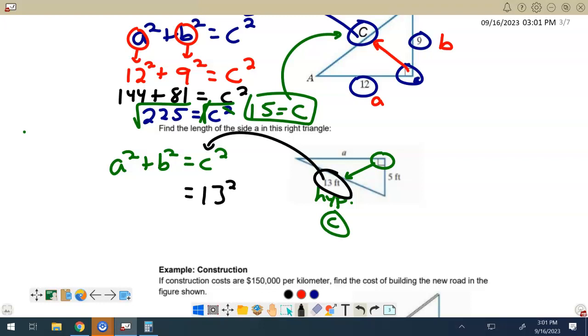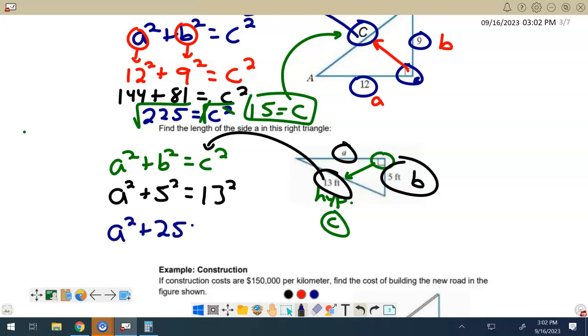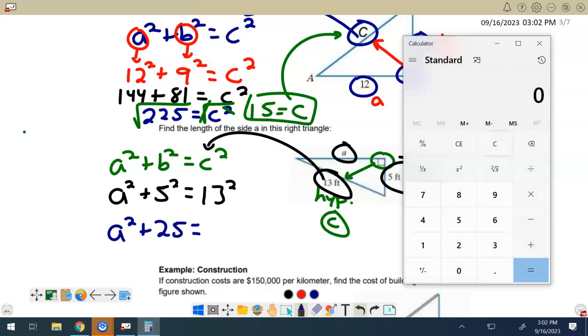A and B, again, doesn't matter which one's which. Since they're already using A to represent this side, I will let B be the side that we have the number for, which is 5. So I'm going to plug in 5 for B, and then I will have to solve this for A. Now, this is going to work out a little differently than the previous one. So we're going to square both of these. We'll get A squared plus 5 squared, which is 25. And then 13 squared, let's just go ahead and do that on the calculator. 13 squared is 169.